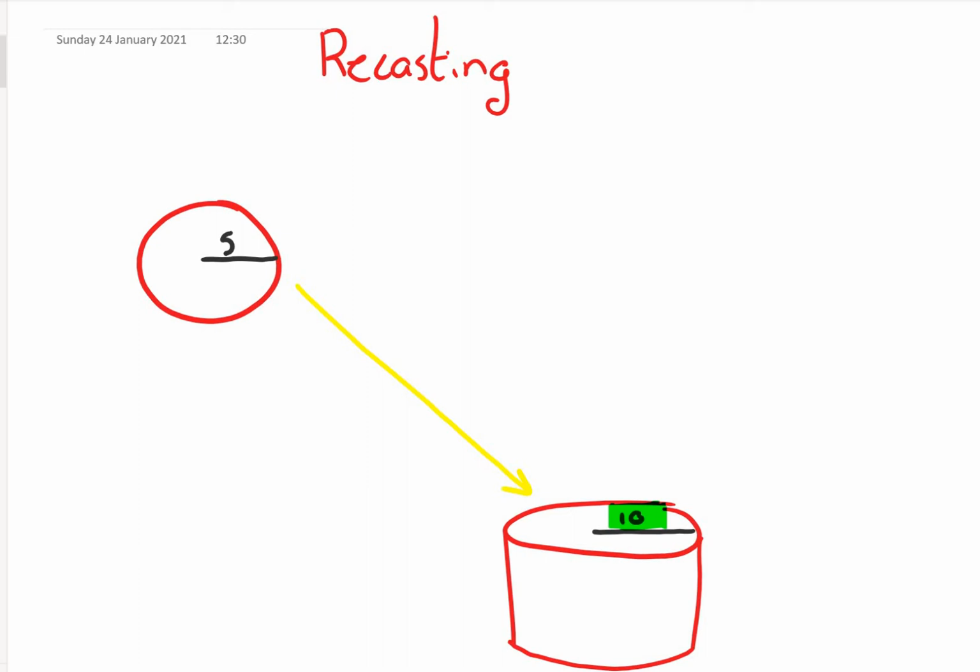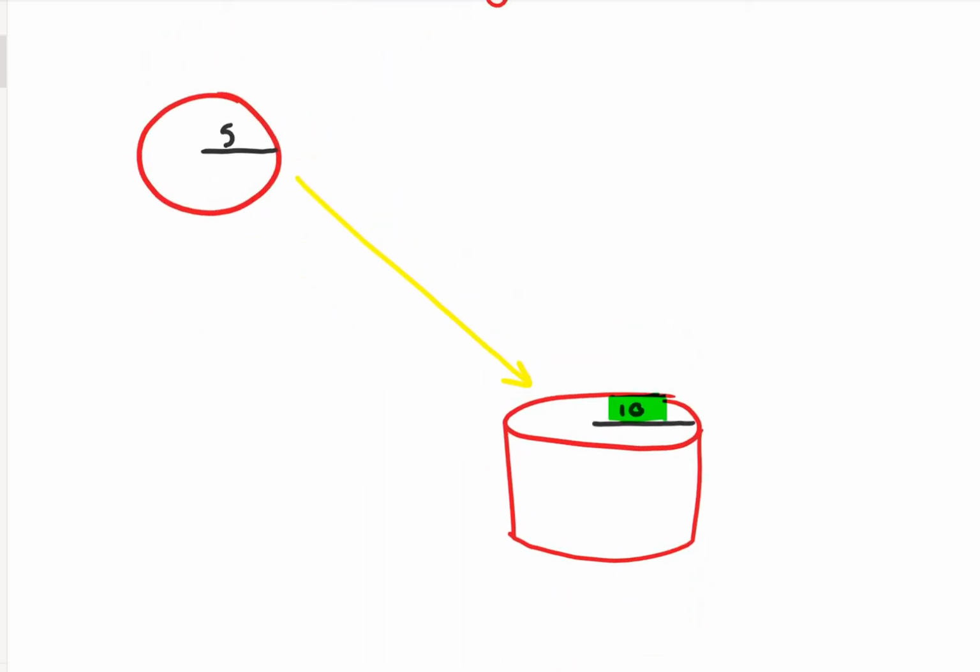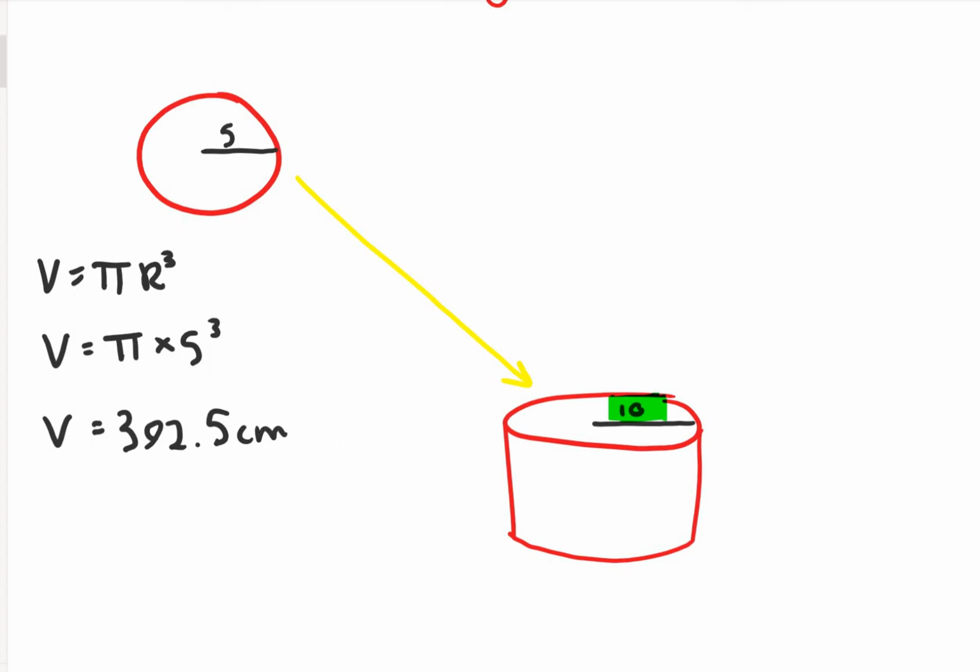The first thing I need to do is find the volume of this sphere. To find the volume of a sphere, volume equals four thirds pi r cubed. So volume equals four thirds multiplied by pi, which is 3.14 if we want, or 22/7, or just leave it as pi in your calculator, multiplied by 5 cubed. And that will give us 392.5 centimeters cubed. These are centimeters here. So we have the volume of the sphere now.